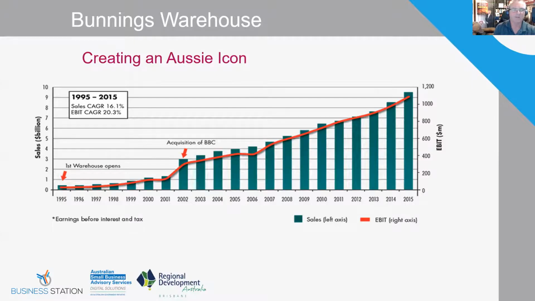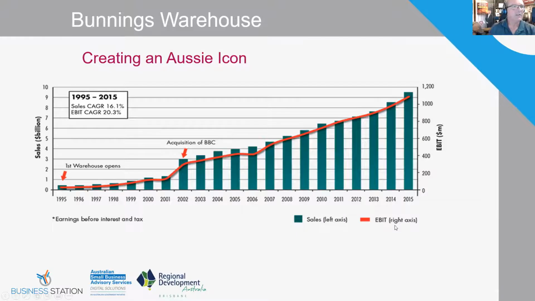Now, this is publicly available information. It used to be on their website, this particular graph. So I'm not sharing any company secrets. But this is almost unheard of in Australian corporate history. You can see back here in 1994, 95, when they opened their first warehouse, and their first warehouse was in Sunshine, Victoria. And over the period of time from 95 right through to 2015, you can see a very clear trend line of increasing sales and, importantly, increasing EBIT.